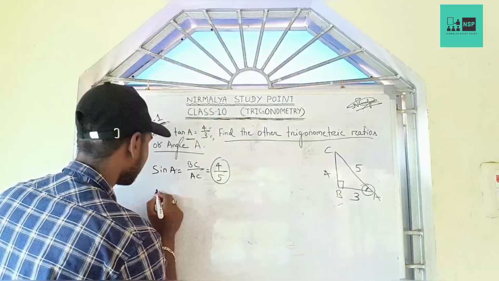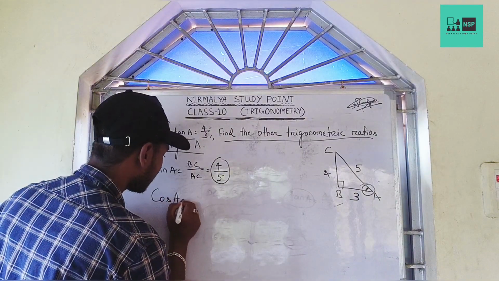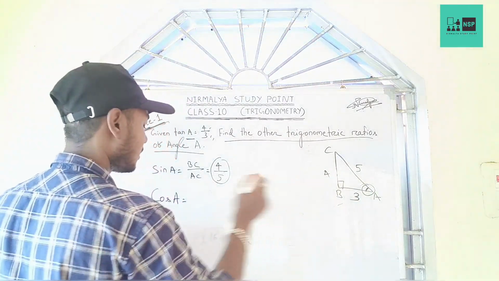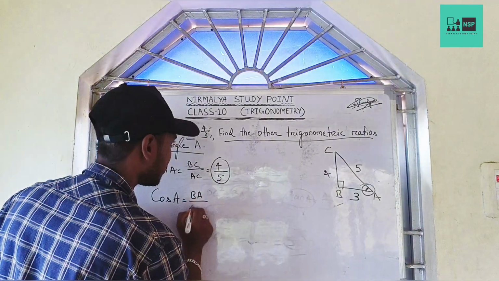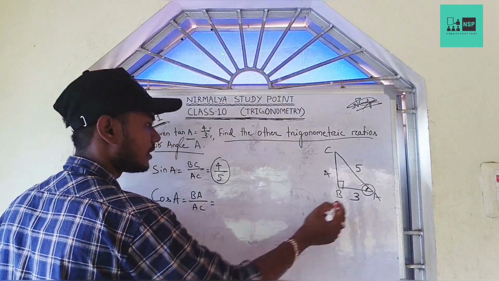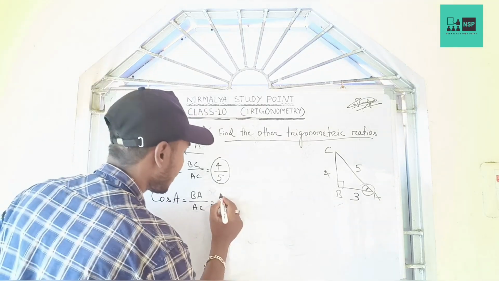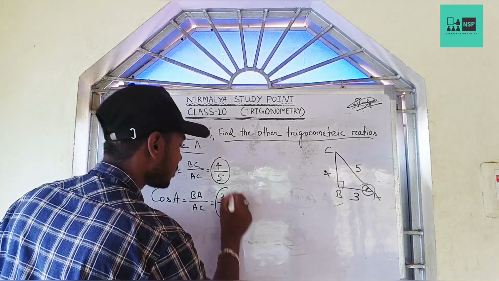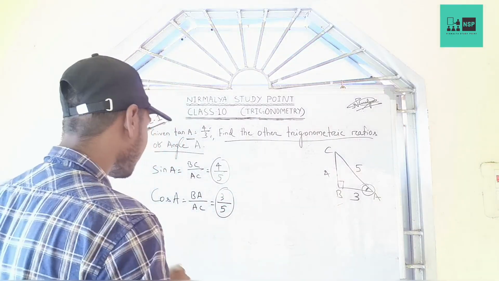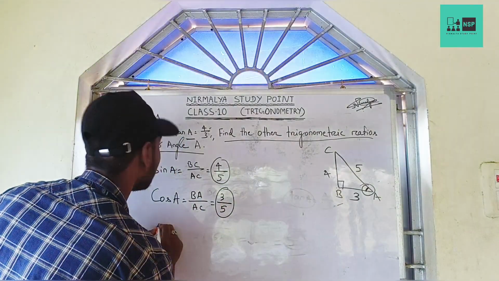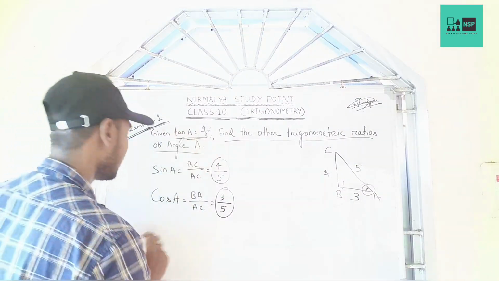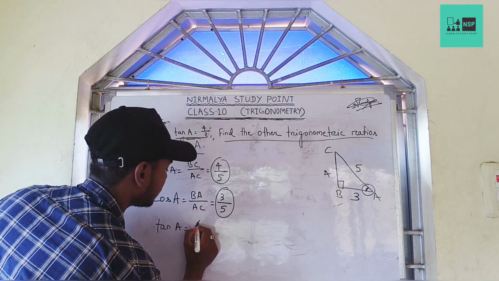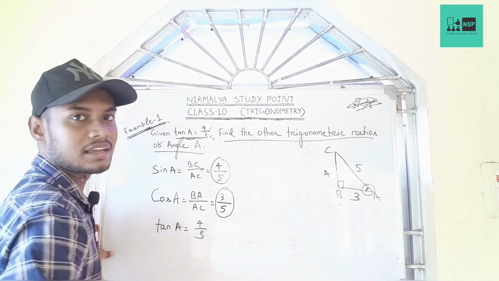Like that, the value of cos A: as you know, cos A is equal to base by hypotenuse. Here base is BA and hypotenuse is AC. The value of BA is 3 and the value of AC is 5. So cos A is equal to 3 by 5. We have the value of tan A here. So I can simply write tan A is equal to 4 by 3, which is already given.